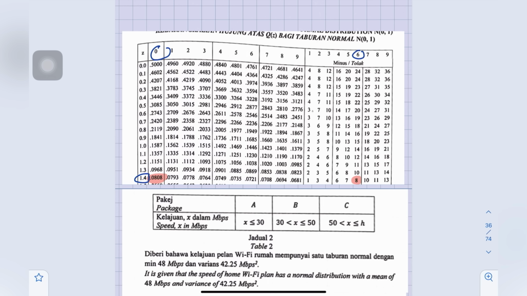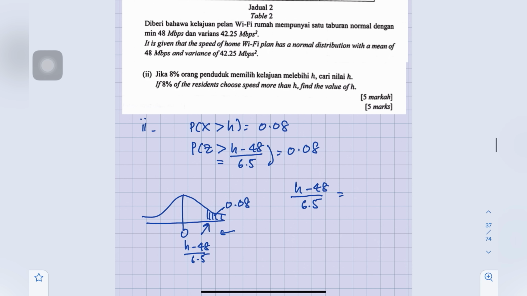1.406. Okay, so you can find H equals 1.406 times 6.5, then add 48. Okay, so this one equals 57.139.